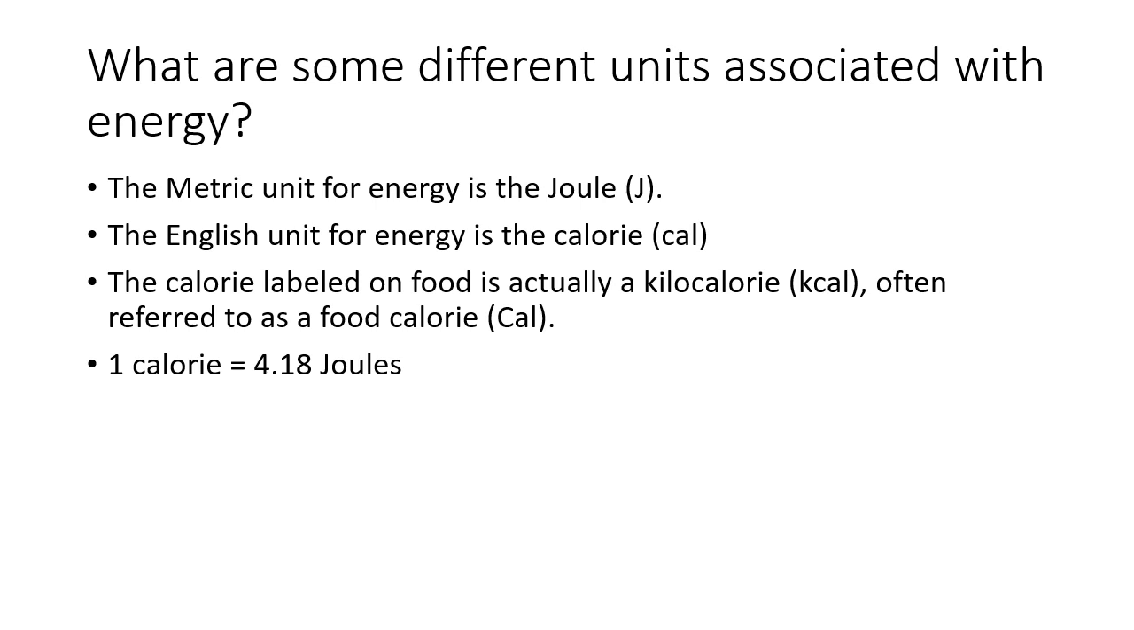What are some different units associated with energy? The metric unit for energy is the joule, which is given the abbreviation of a capital J. The English unit for energy is the calorie, which is given the abbreviation lowercase cal. But the calorie that's labeled on food is actually a kilocalorie, which is given the symbol kcal.